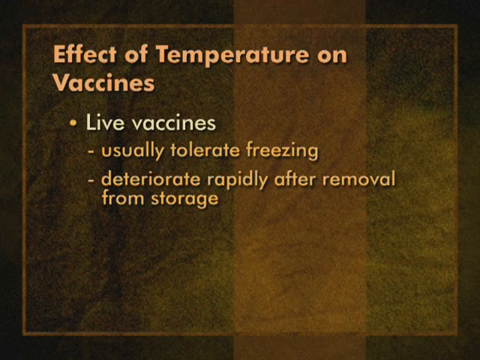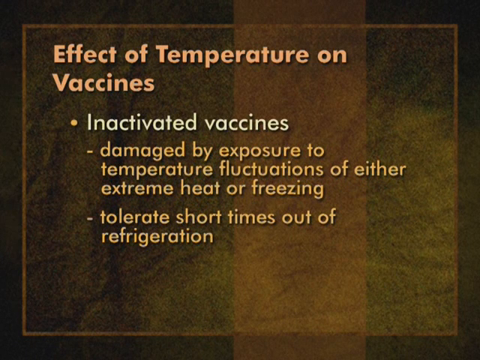Live attenuated influenza and rotavirus vaccines must be kept at refrigerator temperature. Live virus vaccines deteriorate rapidly after they are removed from storage. On the other hand, inactivated vaccines are damaged when exposed to temperature fluctuations of either extreme heat or freezing temperatures. Inactivated vaccines exposed to freezing temperatures should not be used. However, they can tolerate short times out of refrigeration, although potency can be adversely affected if left out too long.